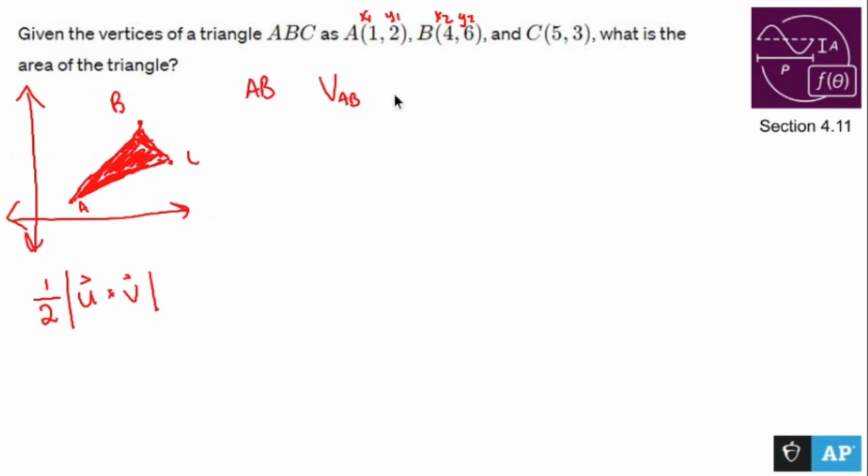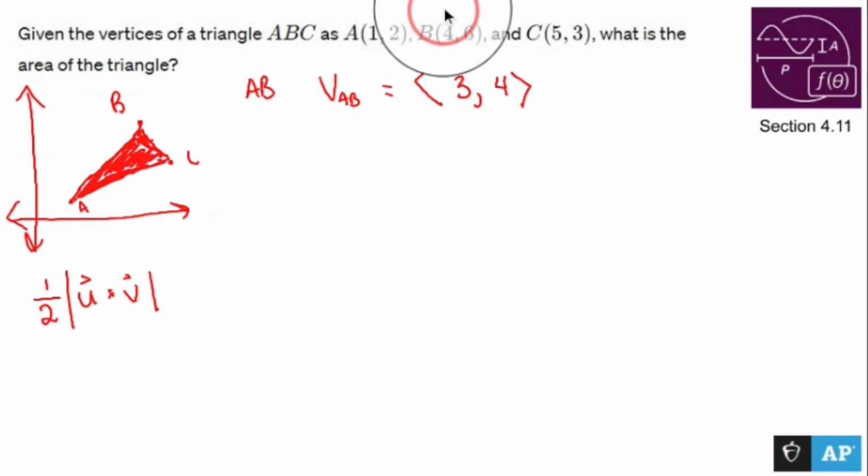I'll probably eventually end up erasing that. It's very similar to slope formula stuff or distance formula stuff, where you end up with one x value minus the other, so x sub 2 minus x sub 1, so 4 minus 1, which is 3, and y sub 2 minus y sub 1, so 6 minus 2, which is 4. Okay, so there's one of our sides written out as a vector.